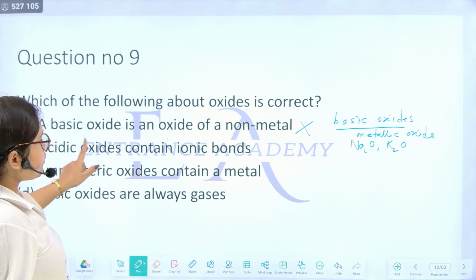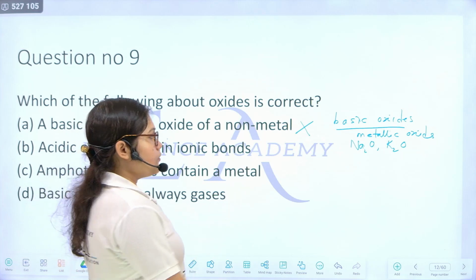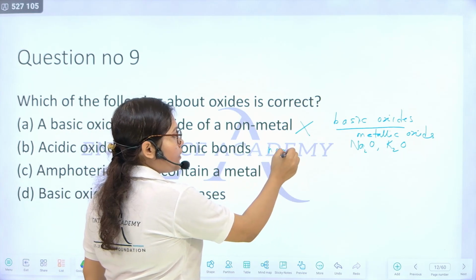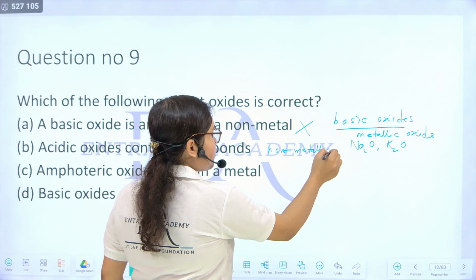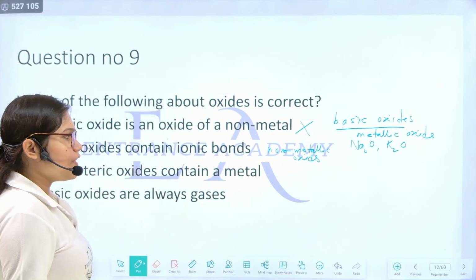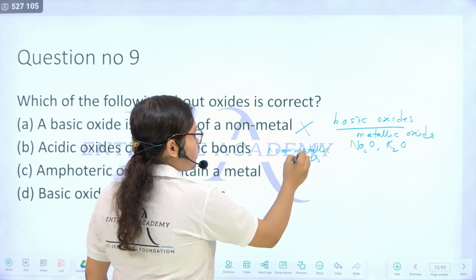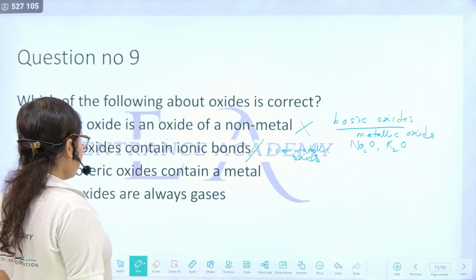Second one is acidic oxides contain ionic bonds. Acidic oxides are the oxides of non-metals. Not ionic bond. Non-metallic oxides are not this. Those are covalent. So this is also an incorrect statement.